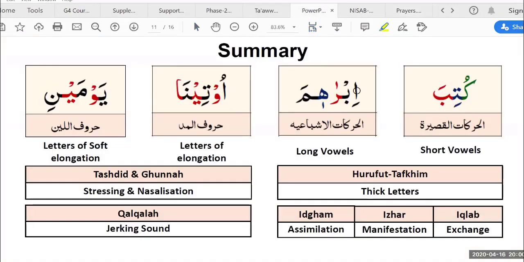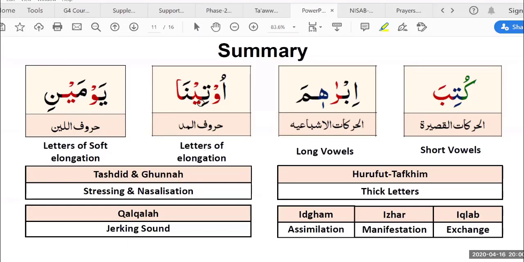I'm quickly going to recap all of the rules which we have covered so far. So we did short vowels. They are supposed to be prolonged for 1 second. Long vowels are prolonged for 2 seconds. Then, equivalent of long vowels, we did letters of elongation, huruf al-madda, which are waw, ya, and alif. And we also did letters of soft elongation, which are waw and ya.